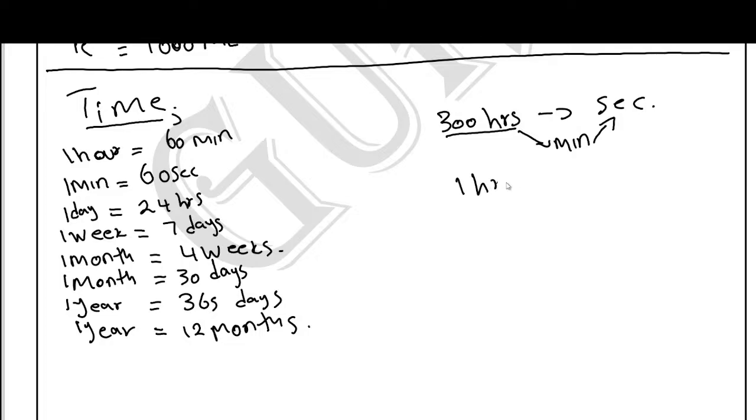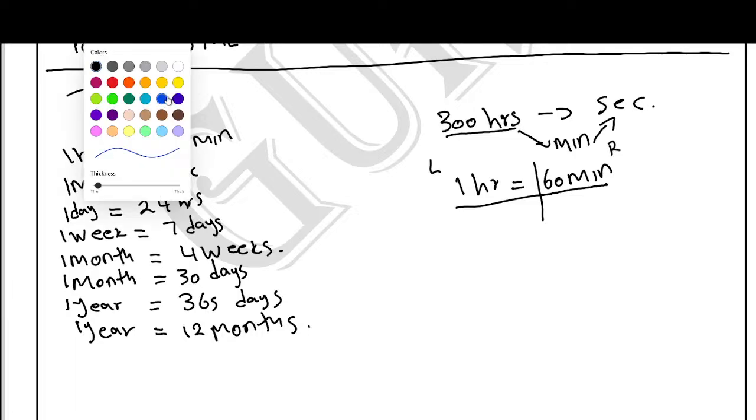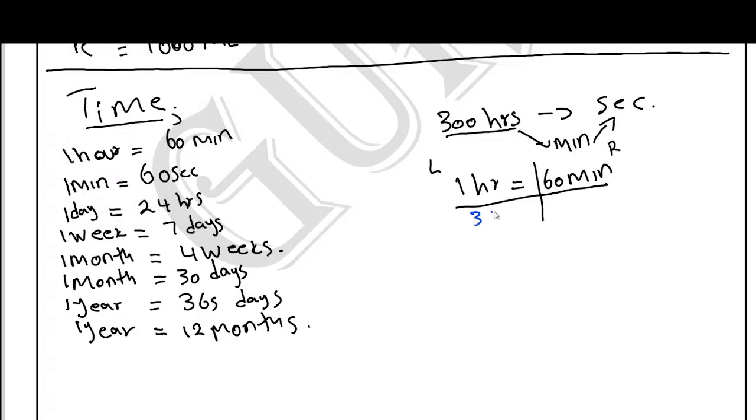It says 1 hour is equal to 60 minutes. You do the cross multiplication again. This is your left, this is your right. You are given the hours, which is 300 hours. Then what is the unknown? It is the minutes. Then we put the question mark here.